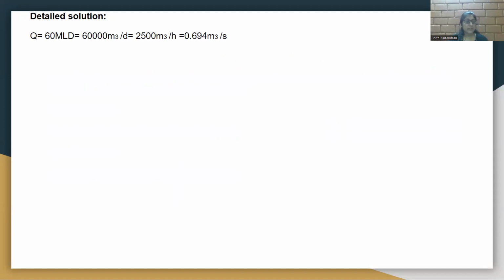So they've given the discharge as 60 million liters per day. Converting it into meter cube per second, we'll get 0.694 meter cube per second. The diameter of the inlet pipe provided is 800 mm. So we can find the area of the inlet pipe as pi d square by 4. Converting to meters, we find pi d square by 4 is equal to 0.502 meter square.